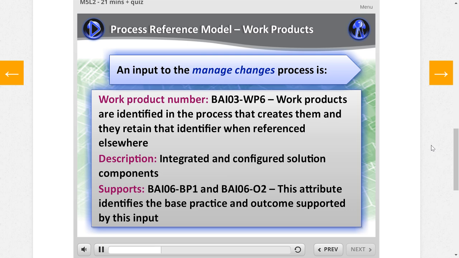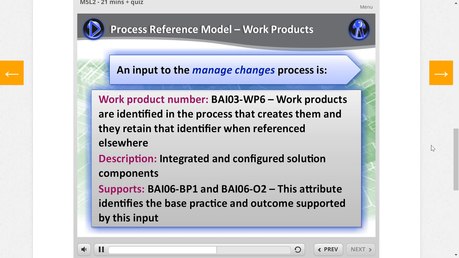Most of the inputs to any process come from another process. They are the outputs of another process. Work products are identified in the process that creates them, and they retain that identifier when referenced elsewhere. In this example, work product BAI 03 WP6 is an output from process BAI 03.